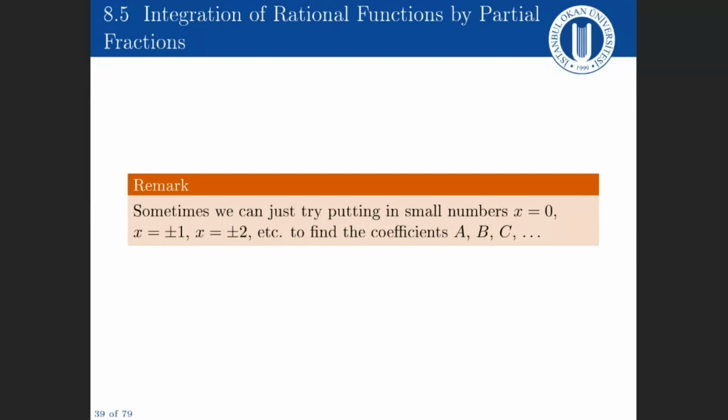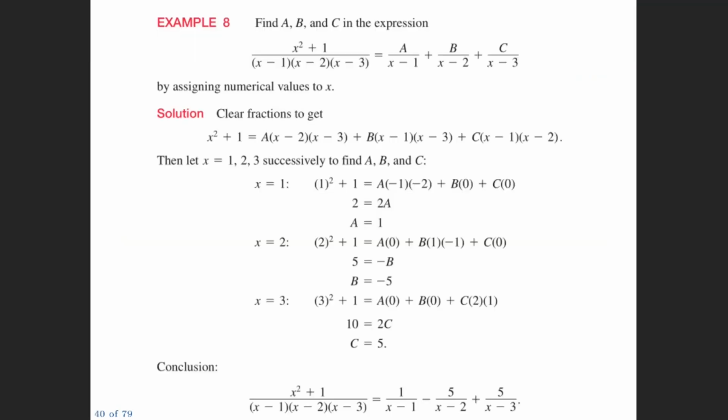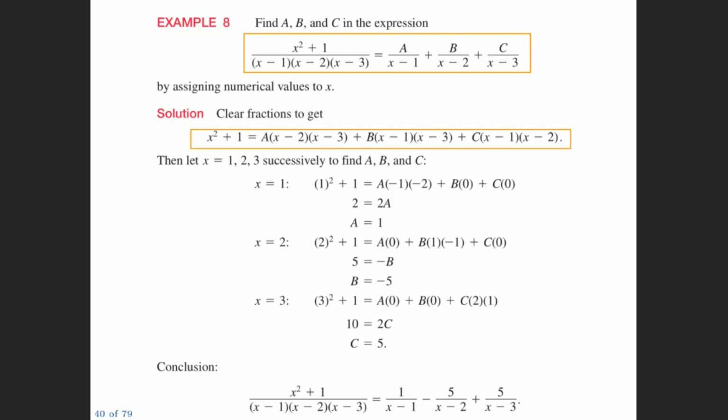One more technique. Sometimes we can just make some guesses. Sometimes we can just guess x is 0, x is 1, x is minus 1, x is 2, x is minus 2, and see what happens. For example, let's suppose we're trying to find these partial fractions. Step 1 is to clear the fractions. In other words, multiply both sides by x minus 1, x minus 2, x minus 3. And then we're going to start making some guesses.